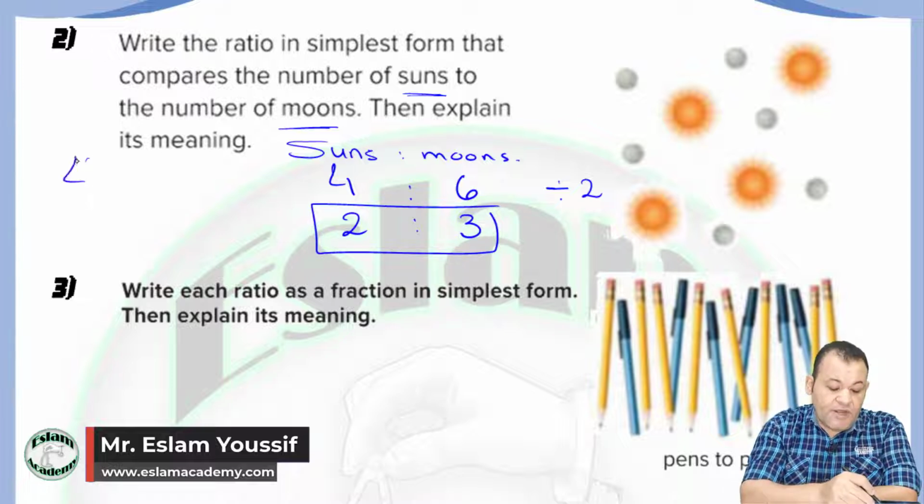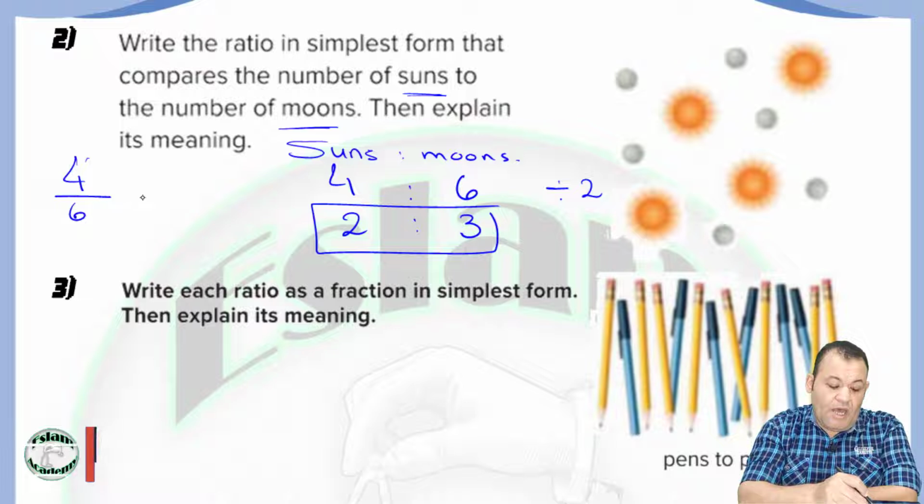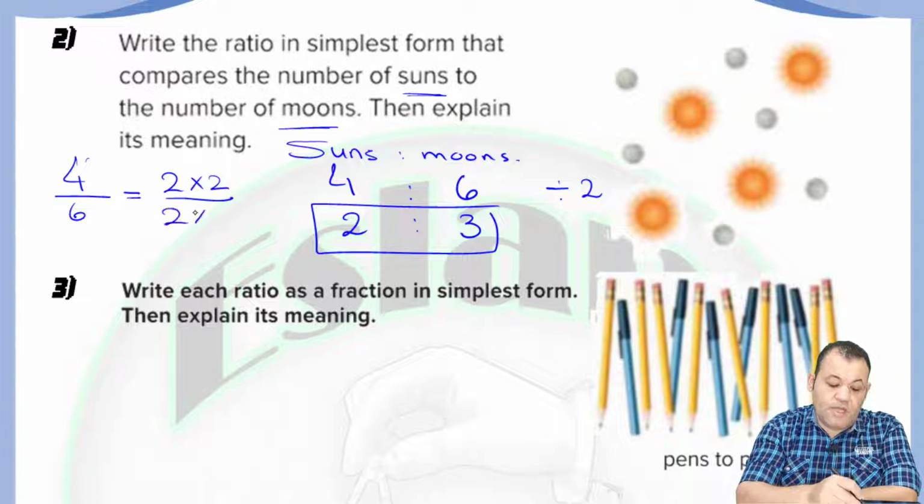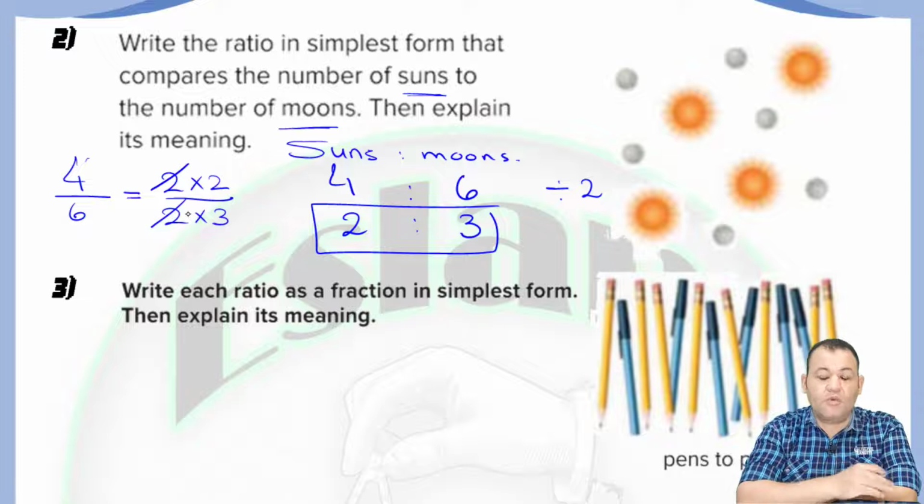You can write it as a fraction, 4 over 6. How can we solve it? We know that 4 is equal to 2 multiplied by 2. And 6 is equal to 2 multiplied by 3. We can cancel out 2 and 2. So the remainder now will be equal to 2 to 3.